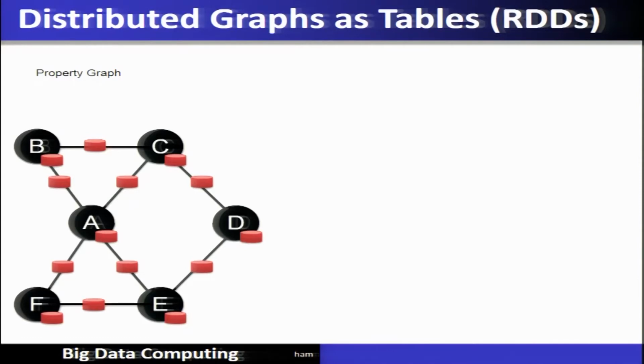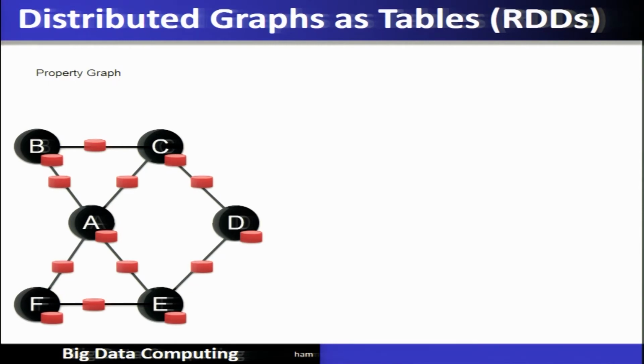Now, as we have seen, the graph is represented as a property graph, which is nothing but distributed tables. These different aspects, that is the vertices, edges and property tables, are represented in the form of RDDs. Let us see how this distributed graph is internally managed in GraphX.